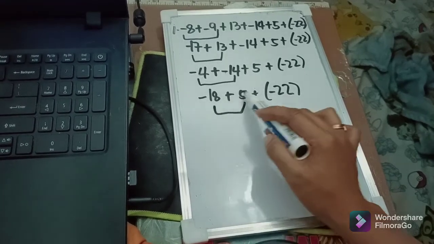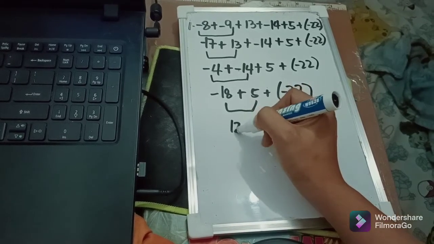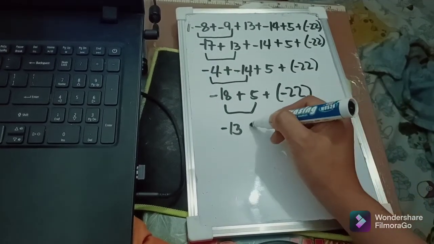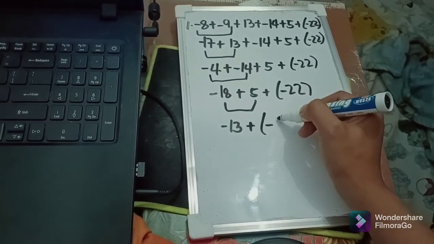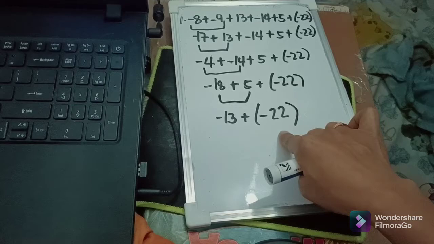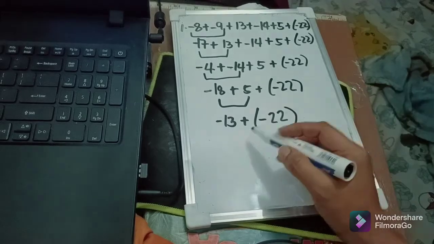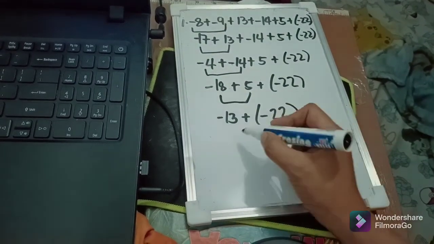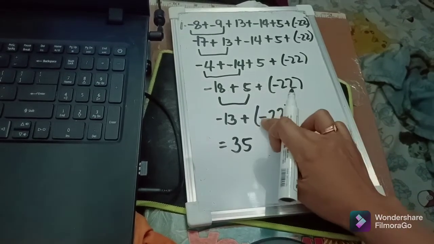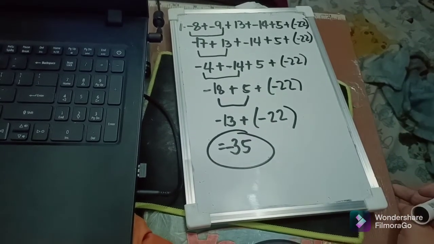And then, let's get another 2. Magkaiba yung sign, negative and positive 5. So, 18 minus 5, 13. Mas malaki yung 18, so we copy the sign. And then, plus negative 22. Okay? So, dalawa na lang ang naiwan. So, look at the signs. Parehong negative. So, we just have to add 13 plus 22. That's gonna be 35. And don't forget to copy the sign. So, our final answer is negative 35.